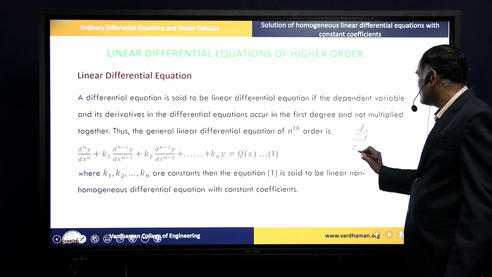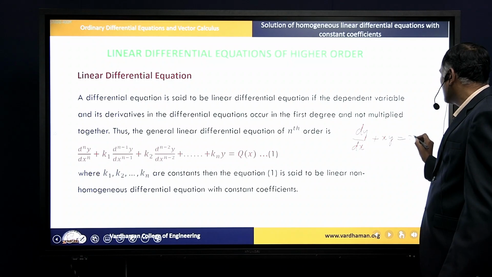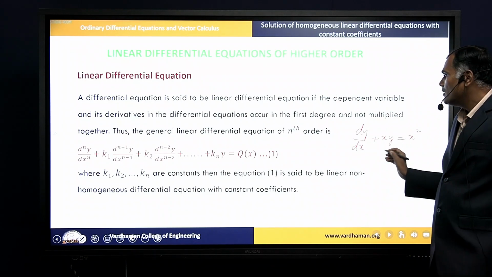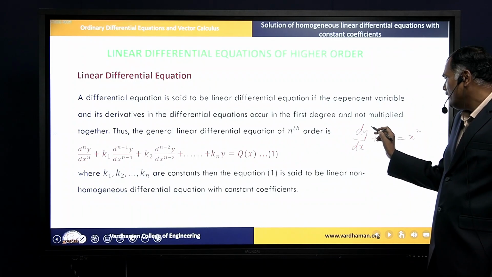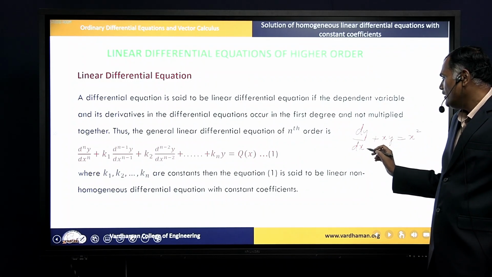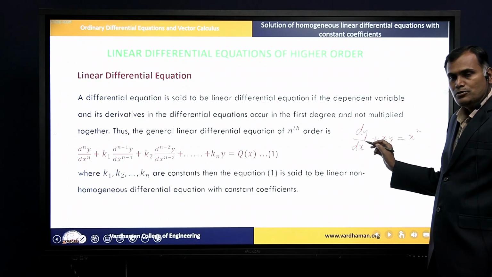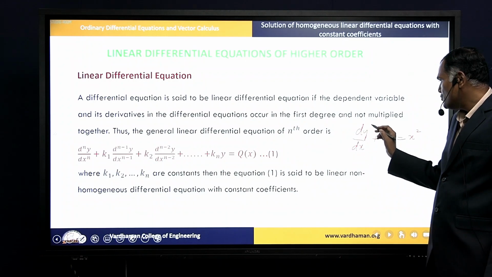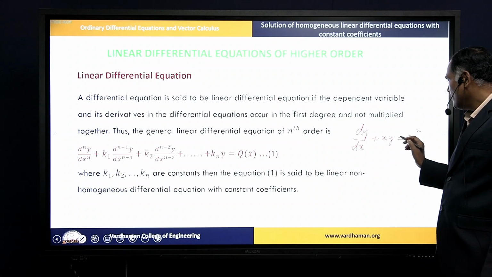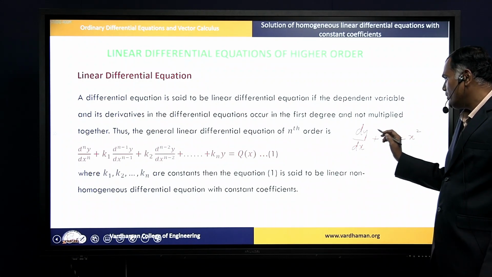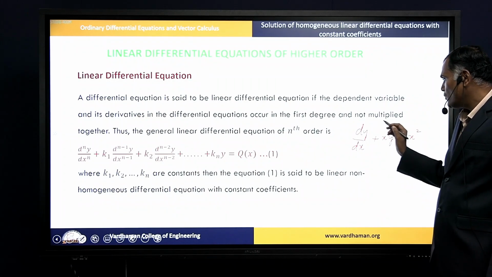dy by dx. Now this is called a linear differential equation of order 1 because here the dependent variable is y, x is the independent variable and dy by dx is the derivative. Clearly the derivative is of degree 1, the dependent variable is of degree 1, there is no product of derivative and dependent variable, so this is called a linear differential equation of order 1.